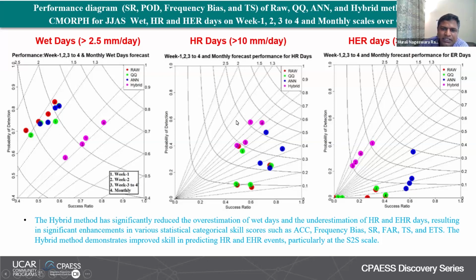And when we go to the extreme cases, while there is a large overestimation in the wet days case, when you look at heavy rainfall and extremely heavy rainfall, there is a large underestimation. In the case of extremely heavy rainfall events, the raw model is actually unable to detect them; you can see it is almost zero. But after calibration, the skill scores improve, and more improvement can be observed for the hybrid method in both cases, particularly for heavy rainfall events.